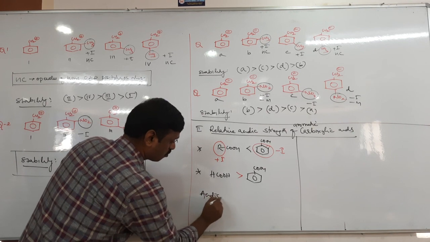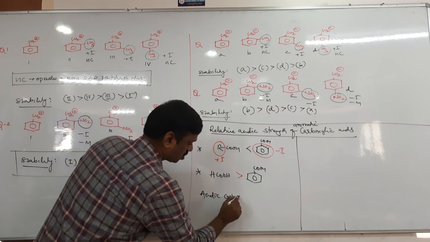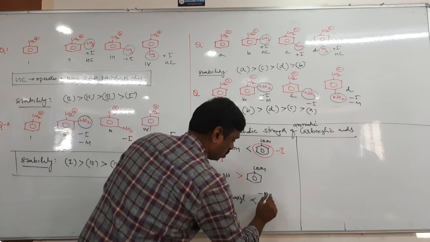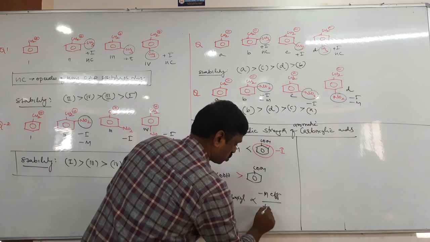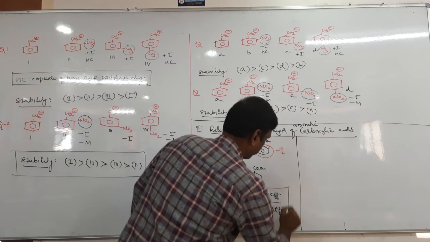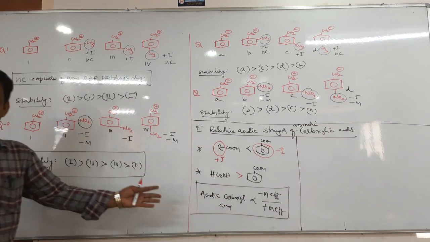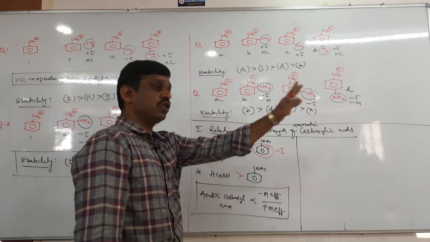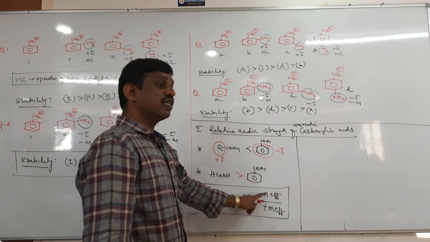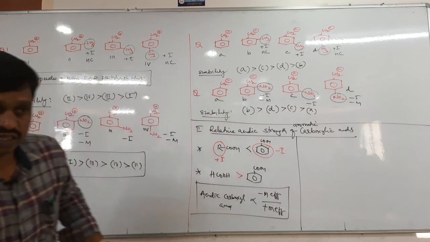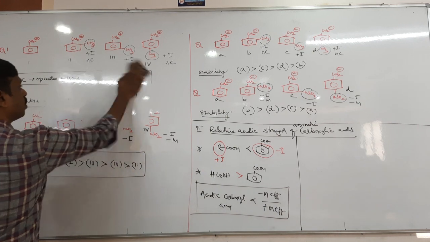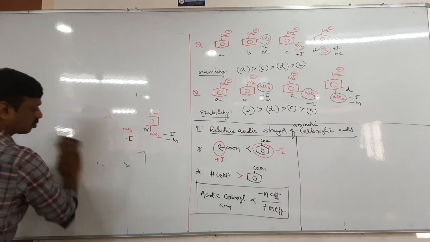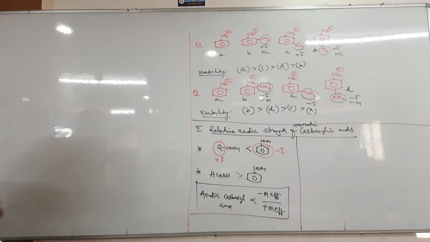The acidic strength of carboxylic acid is directly proportional to the minus M effect and inversely proportional to the plus M effect. Yes or no? Right, with respect to the mesomeric effect. Therefore the acidic strength of carboxylic acid is directly proportional to the minus M effect. That means minus M groups increase the acidic strength of aromatic carboxylic acid. Let us see an example.